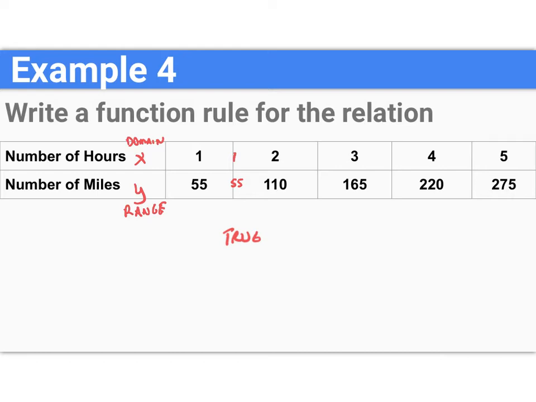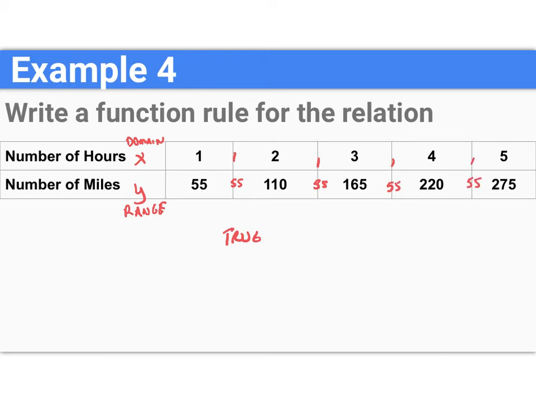Now, they want us to write a function rule for the relation. So what you have to do to write the function rule is get the change. For every 1 in X, you change 55 in Y.